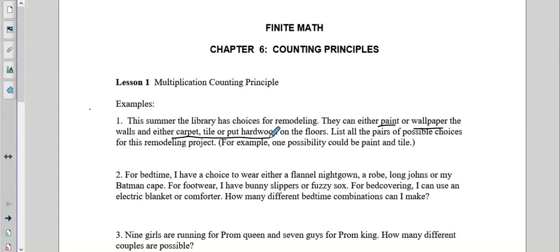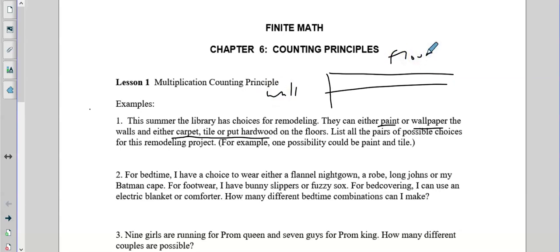You can just make a list. Some people like to make a box. There's not a lot of space, so I'll just kind of do it up here. Some people like to make something like this, and go, wall here and floor here. And the wall you could paint or wallpaper. And then your floor would be either carpet, tile, or hardwood. It doesn't matter. However you want to organize it so that you understand what's going on.